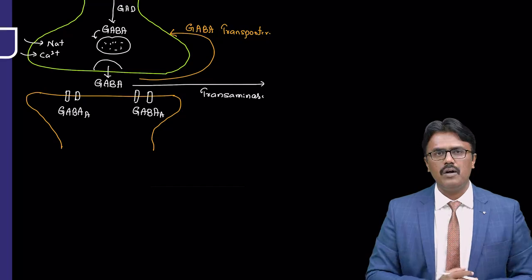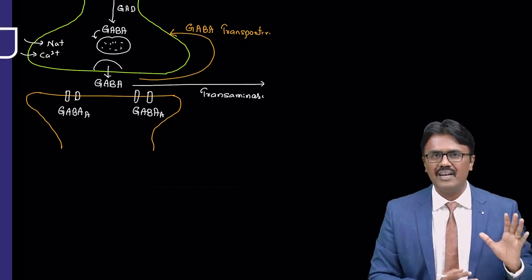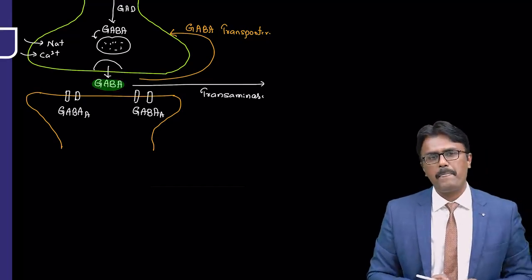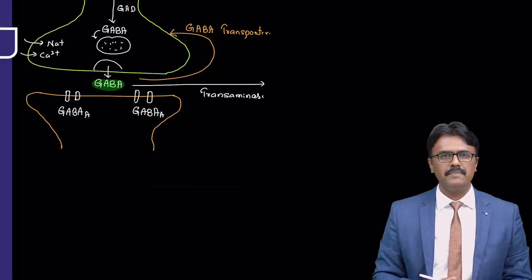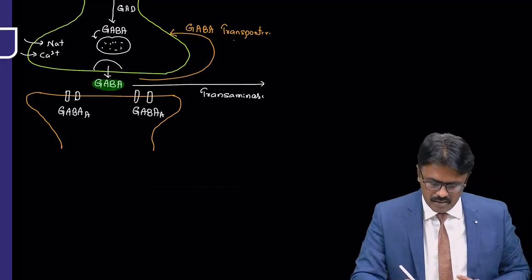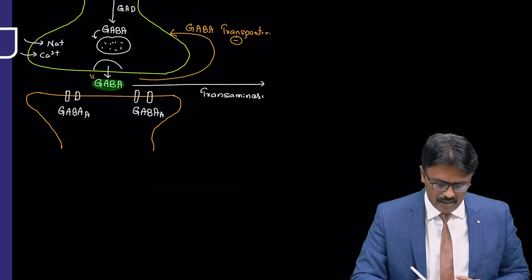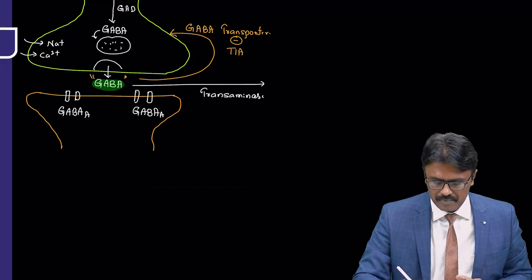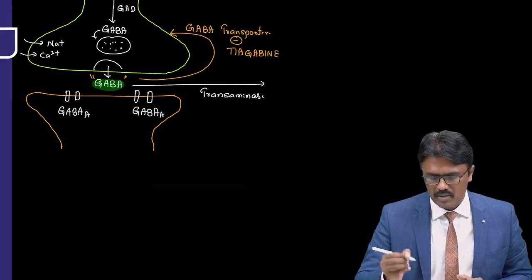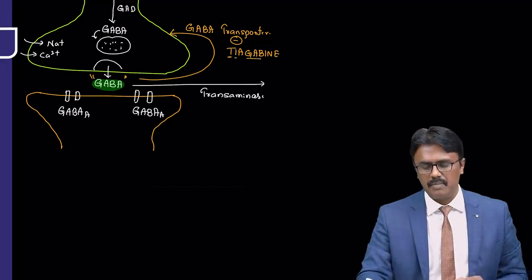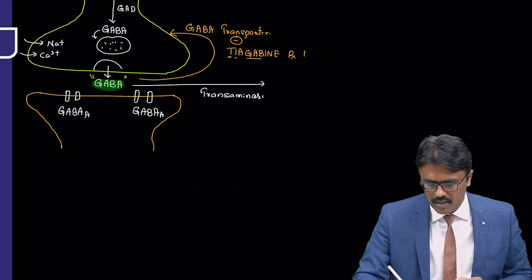Now what I want you all to do is pause this video and try to analyze how do we increase the activity of GABA here. What are the drug targets we have? Yes. Number one, we can inhibit this GABA transporter so that GABA activity increases. The name is tiagabine. You can read the name, transporter inhibitor of GABA. It is tiagabine. It is mainly used to manage PS.